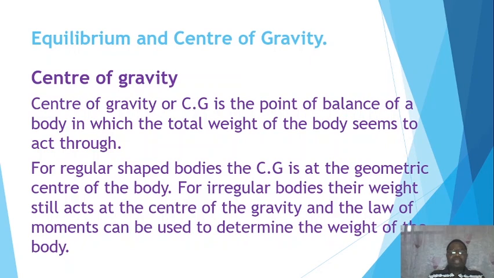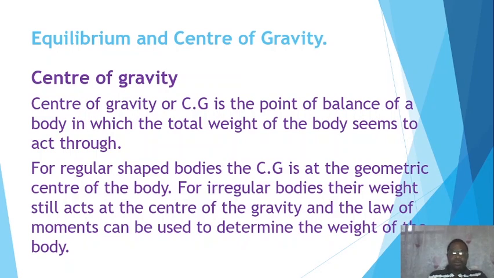For any regular geometric shape, the center of gravity is always at the middle. For example, for a uniform meter rule, I use the word uniform, the center of gravity is always at the 50 cm mark. For a uniform rod or any uniform beam, the center of gravity is at the middle of the rod or the beam. For a rectangular object, the center of gravity is the point of intersection of the diagonals.